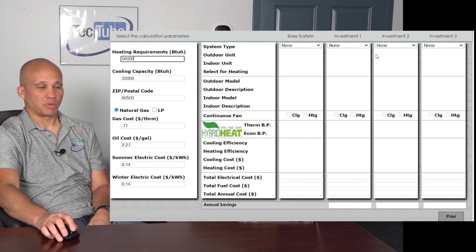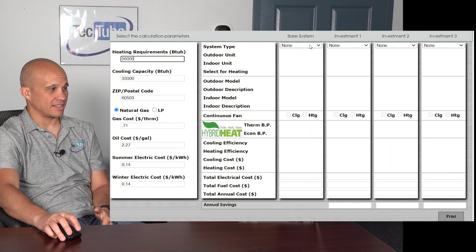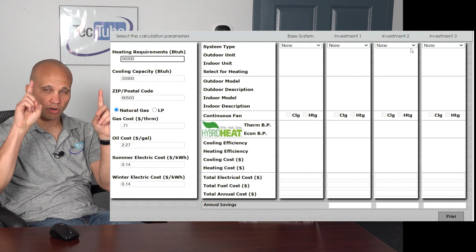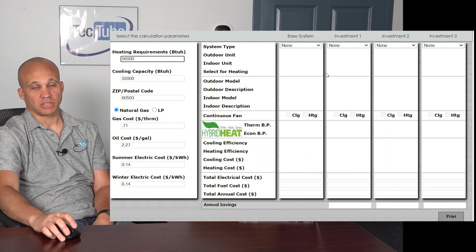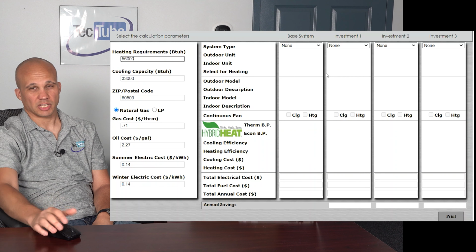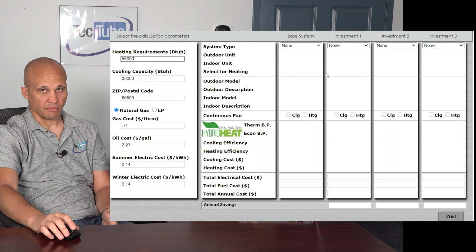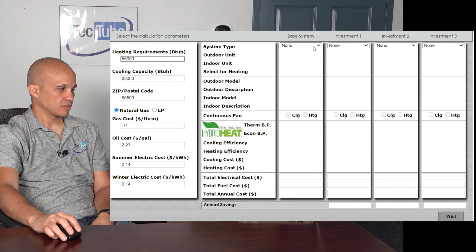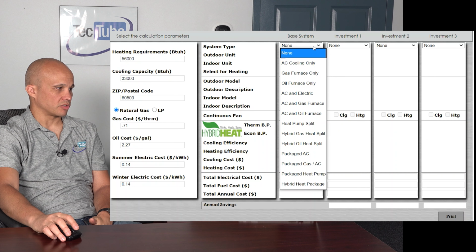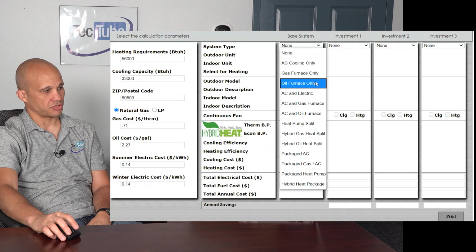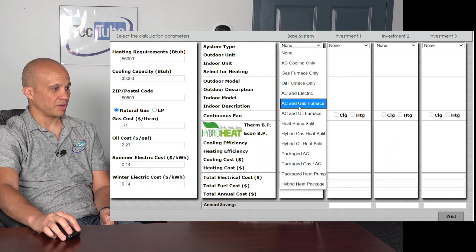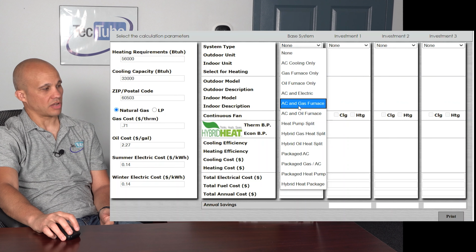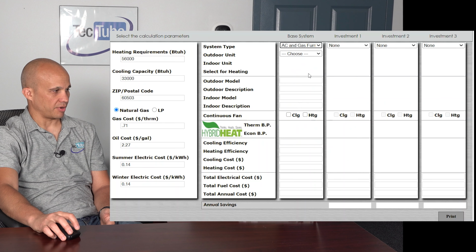All right, on the right-hand side, you pick your equipment. You get up to four columns: a base system, and then investment 1, 2, and 3. The base system for an existing home would be whatever they own today, and then how much am I going to save with these other investments? On new construction, it would be whatever the code minimum legal system is. In our case, for the base system, we'll hit the drop down here. You can pick AC only, gas furnace only, AC with electric heat, et cetera, heat pump splits, hybrid heat systems. We're going to pick an AC with gas furnace right now as a pretty standard operating system.